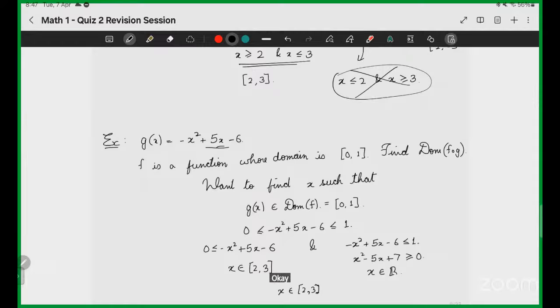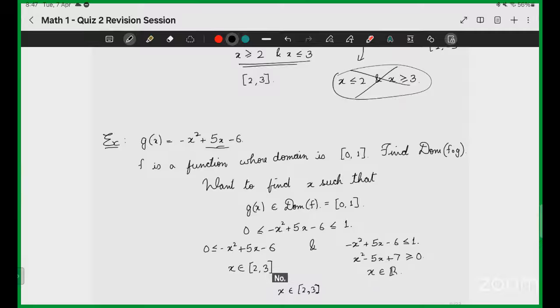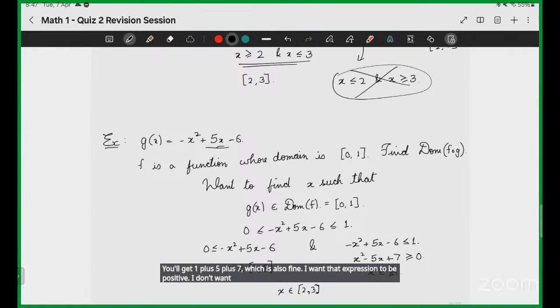Okay. Is this fine for the second equation? Negative values will not be the solution. So x is an element of R, it should be R plus. No, you can test it on -1. What about x equal to -1? You will get 1 plus 5 plus 7, which is also fine. I want that expression to be positive. I don't want x to be positive.